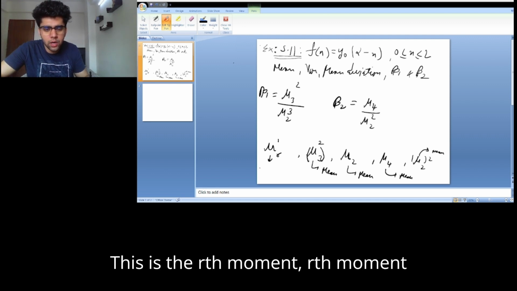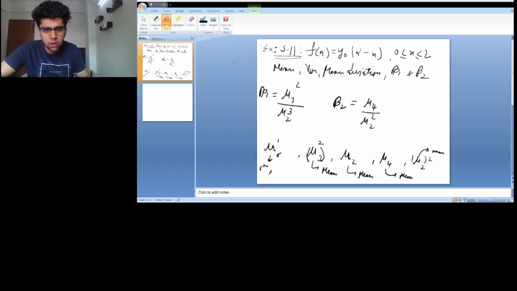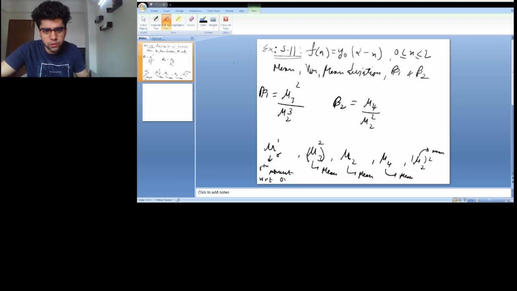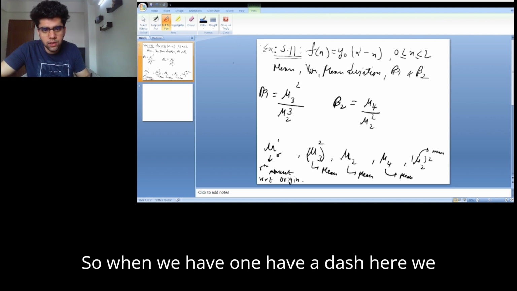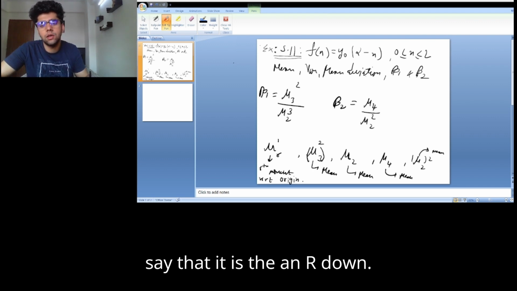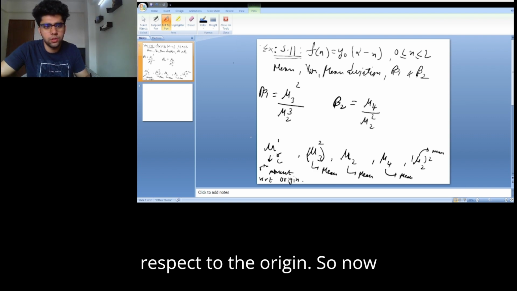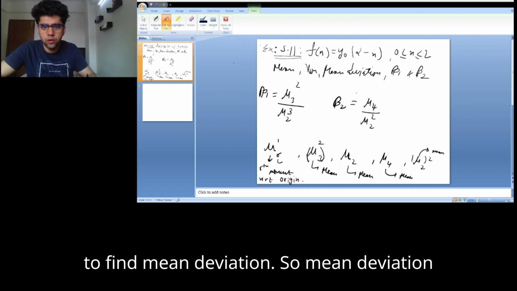This is the rth moment with respect to the origin. So when we have a dash here, and r down, we say that this is the rth moment with respect to the origin. So now we have all of the formulas, and we need to find mean deviation.